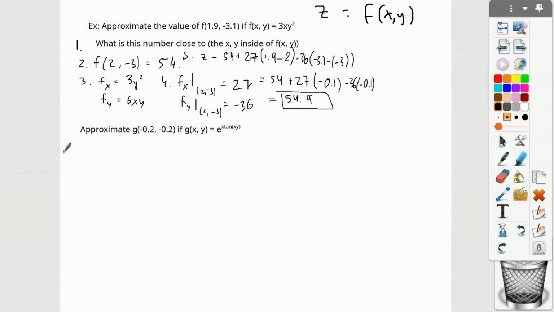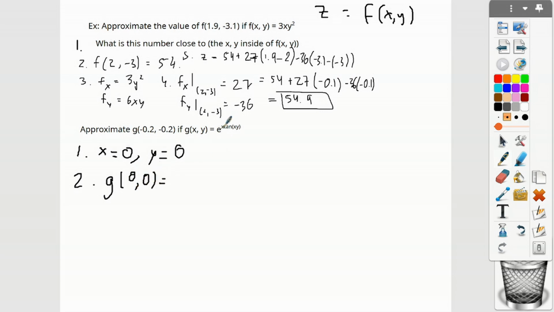What are negative 0.2 and negative 0.2 closest to? So I'm just going to say it right now. They're both close to 0. So it's x equals 0, y equals 0. Now let's find f, or g, of 0, 0. So g of 0, 0 is what?